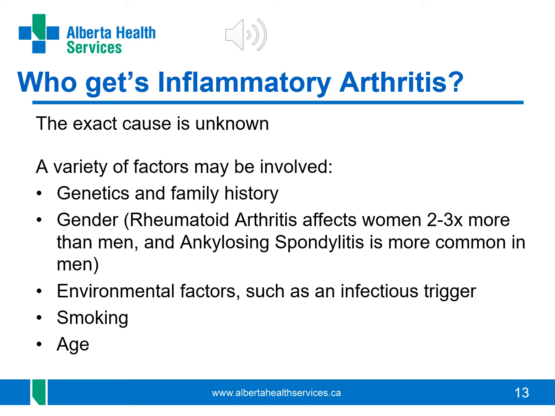A variety of factors have been postulated, including genetics, family history, gender, environmental factors, smoking, and age. For example, research shows that women are 2 to 3 times more likely than men to get rheumatoid arthritis, while ankylosing spondylitis is much more common in men.